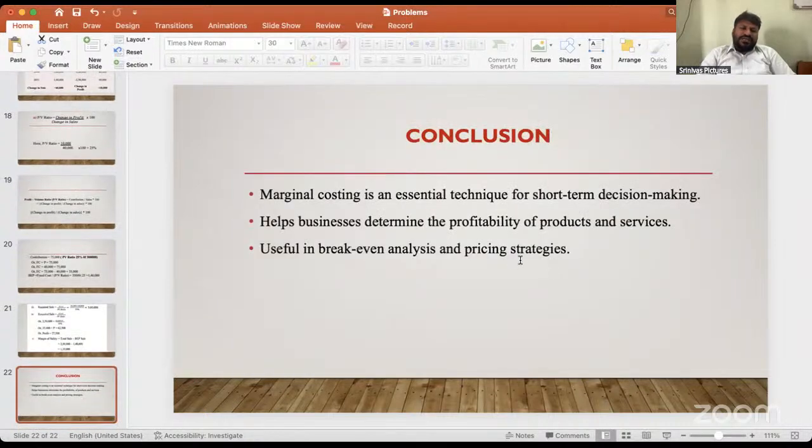So these are the marginal costing equation problems and theory. In the next class, we are going to discuss the next method.